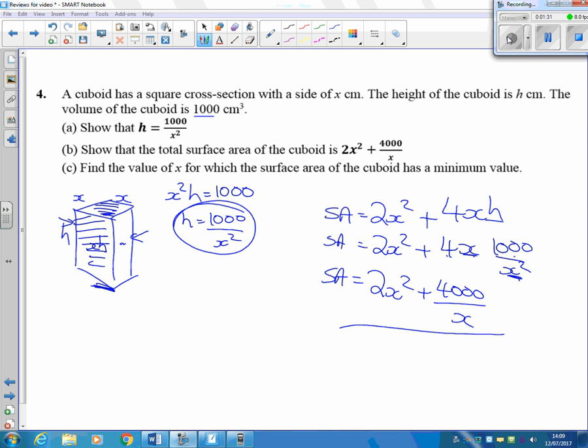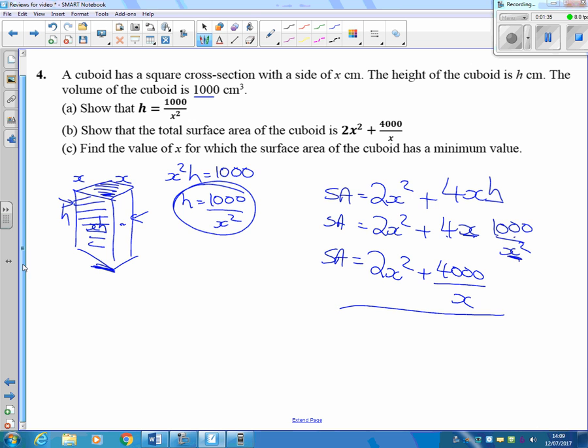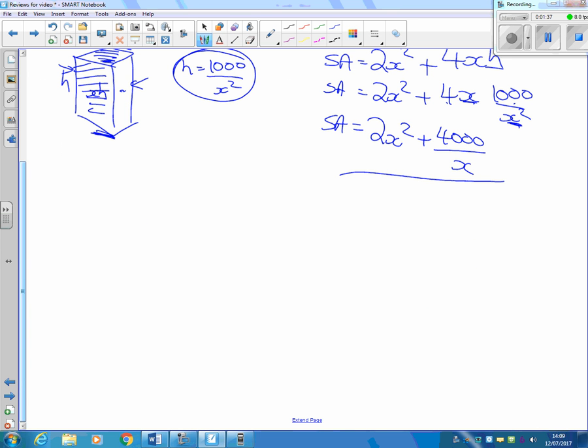We're now trying to find a minimum, trying to find x for which the surface area is minimum, and so we need to differentiate that thing. So if I'm differentiating surface area with respect to x, differentiating this gives me the 4x. This bit here, of course, is 4,000 x to the power of minus 1. So differentiated, that one makes minus 4,000 x to the power of minus 2.